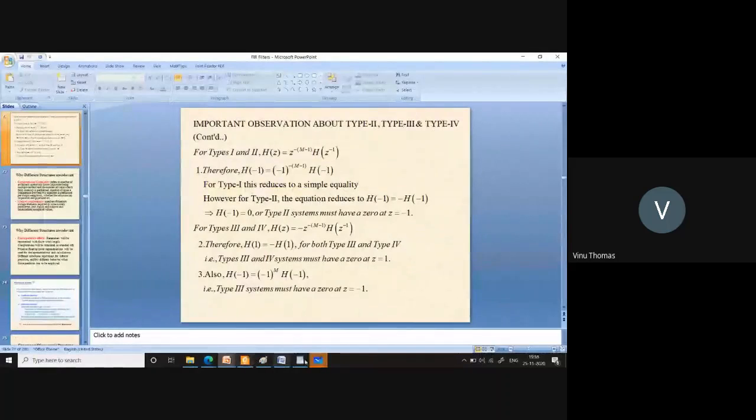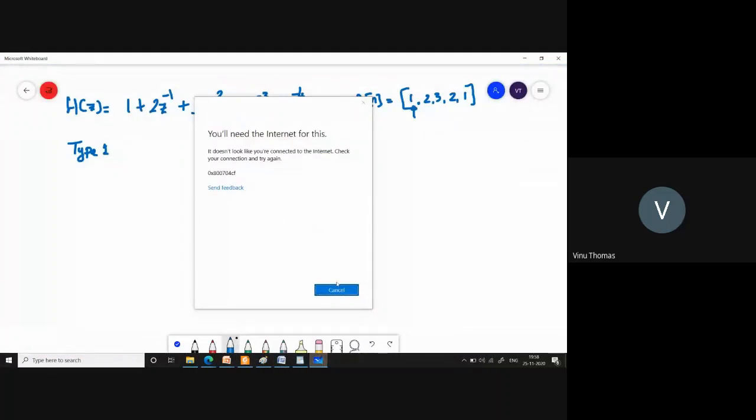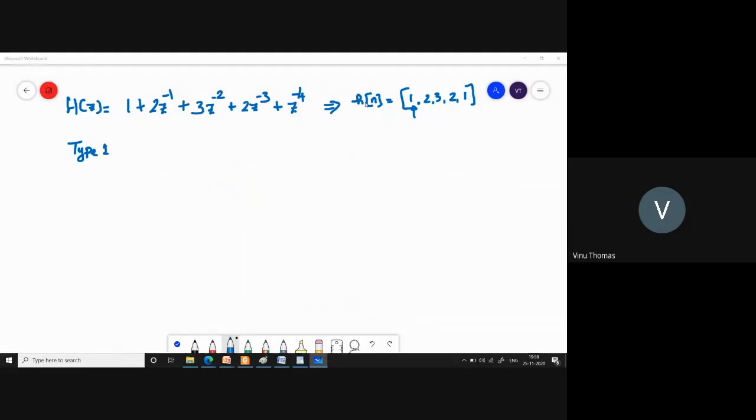And now to start with, what we will do is, can you see the whiteboard?